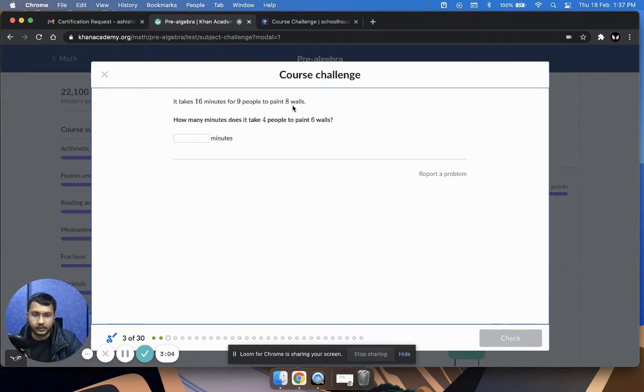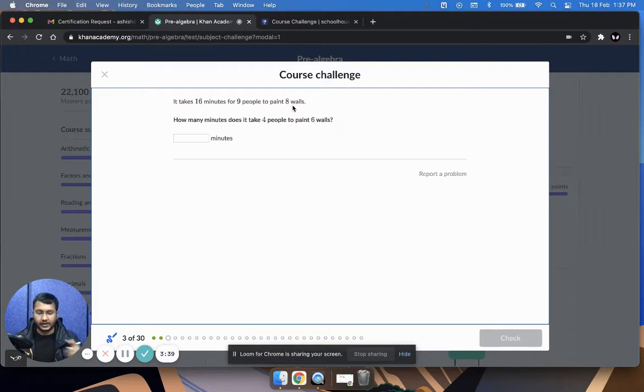Okay, so how many total minutes do we have? We have 16 minutes times 9 people. So if I count the number of wall-painting minutes, 16 times 9 is 144. So we are looking at 144 minutes of wall painting here. And how many walls did we get done? We got 8 walls done. So this means it takes 144 minutes to paint 8 walls.